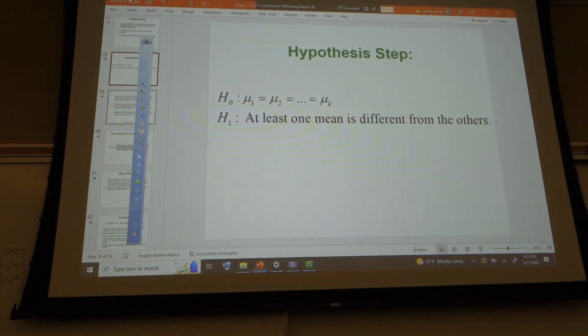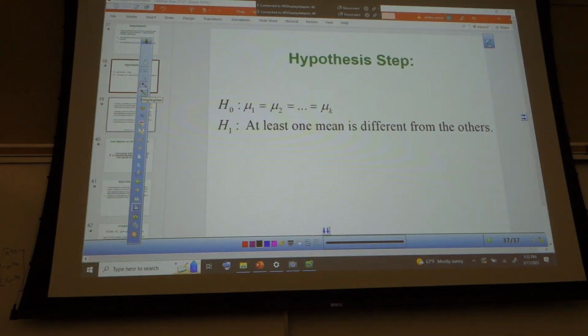Here is our step 1. The mu's are all equal: mu1 equals mu2 equals mu3 equals mu4, however many mu's you have. Usually only have 3 or 4 means, maybe 5 means, so it's not that bad. And then H1 is at least one differs. They don't all have to be different, but at least one of them differs.